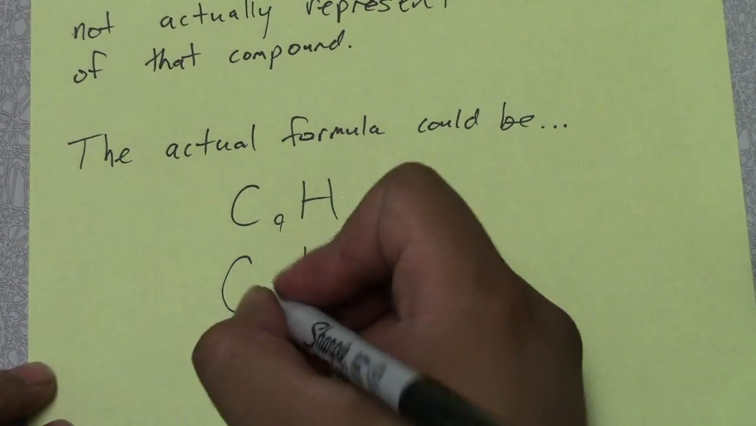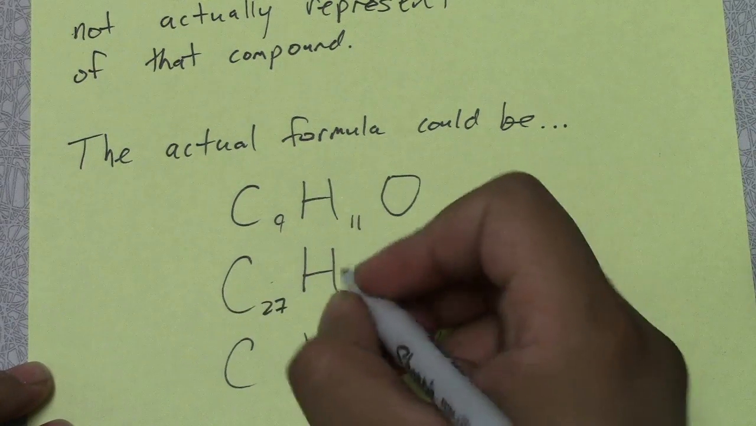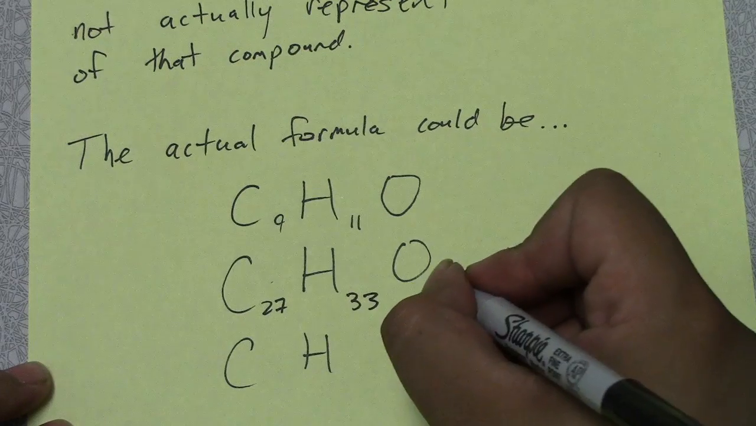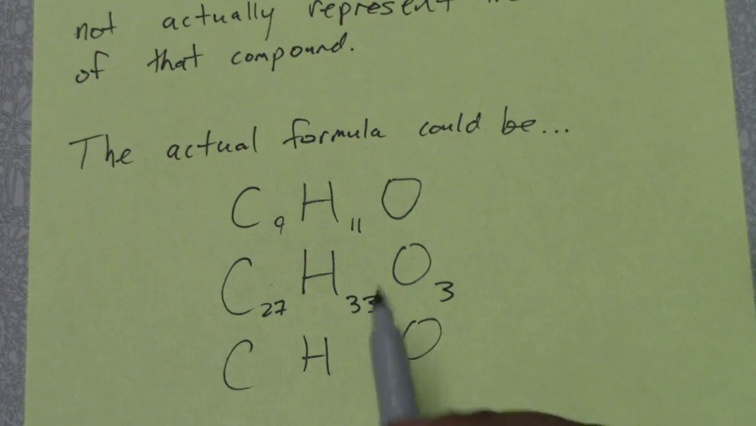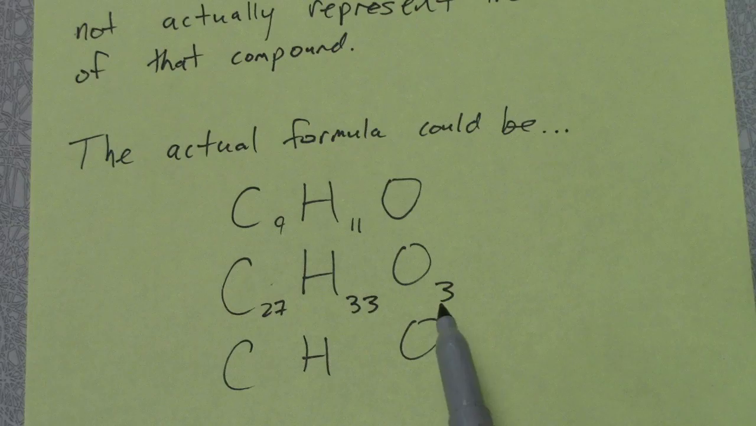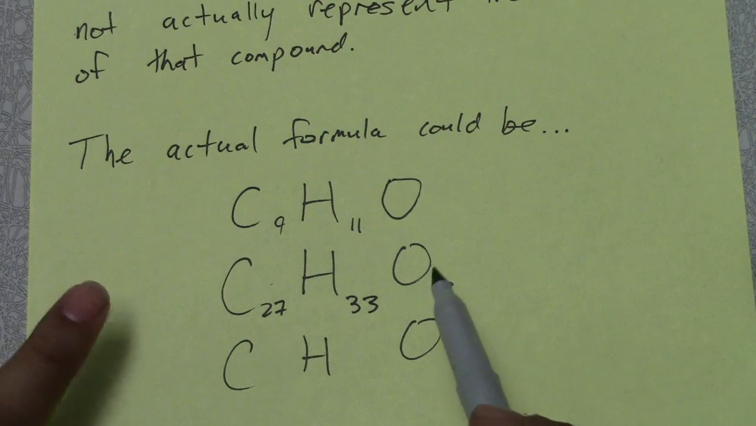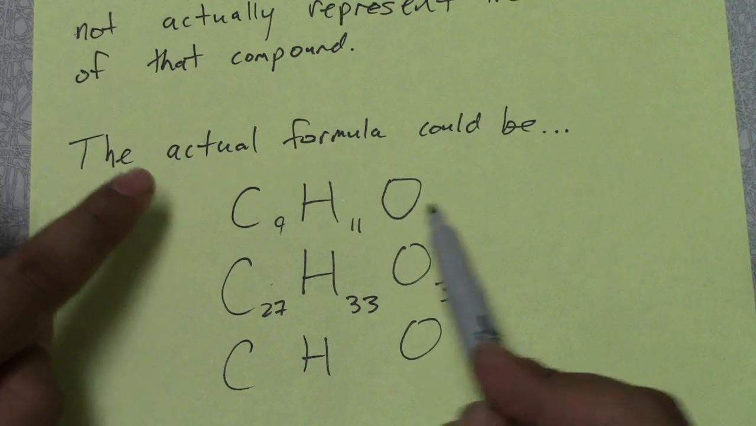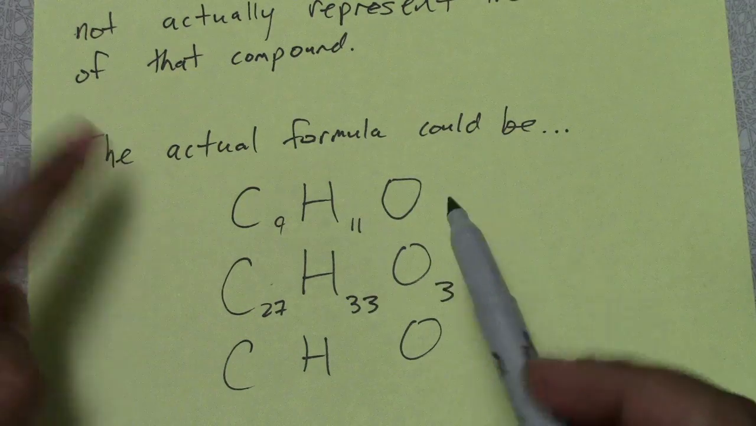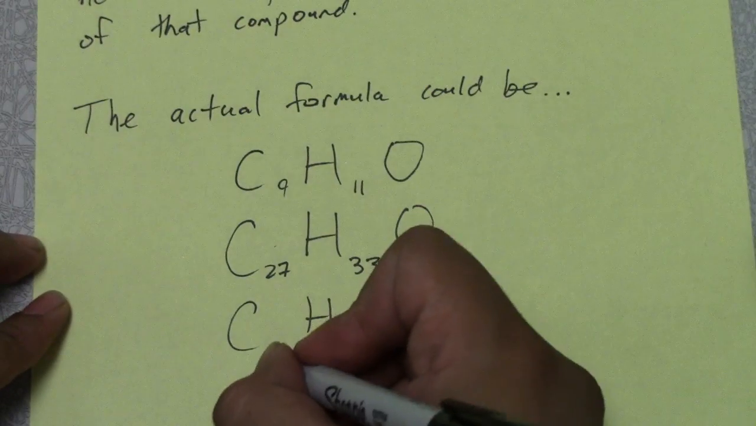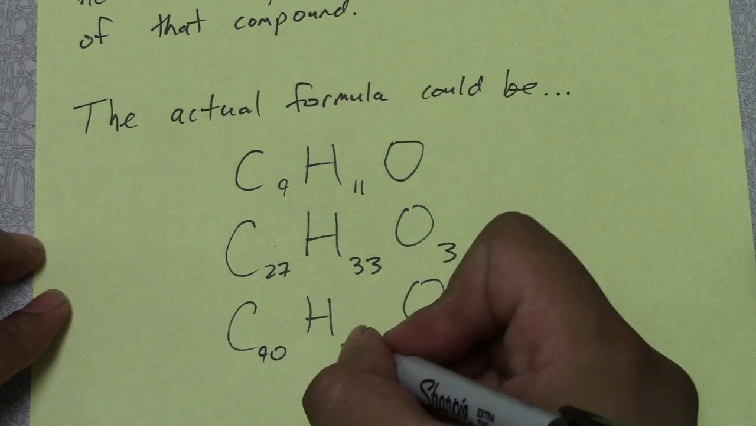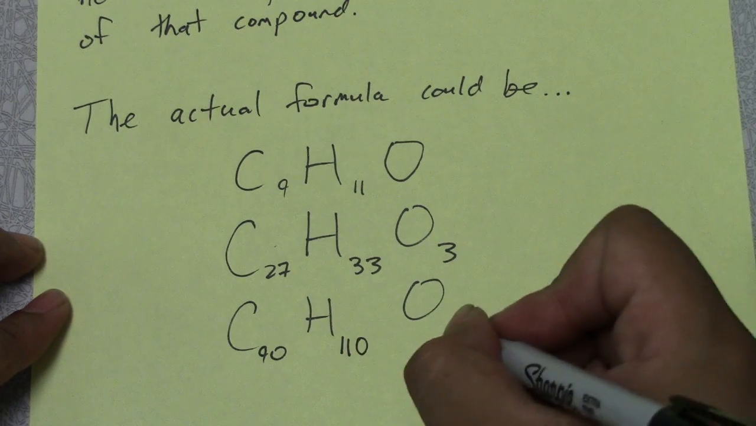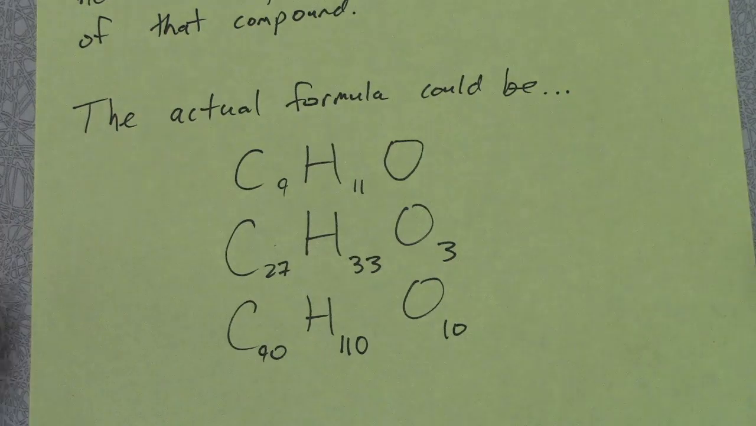It could be C27H33O3. Notice how I just multiplied everything by 3. This would be an example of a molecular formula. Only empirical formulas are simplified so that you can't divide out any more numbers. Just as one more quick example, this could be a really crazy compound, C90H110O10. Notice that I've just multiplied our quantity by 10 for each of these.